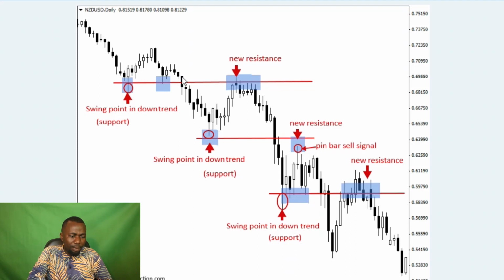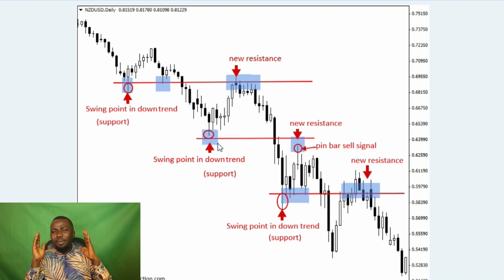So finally, the price broke below the support level, right? So what happens when price breaks below a support level? That support level tends to become a resistance level. So what happened? The price now rallied down, right? Came here and formed a new support level.